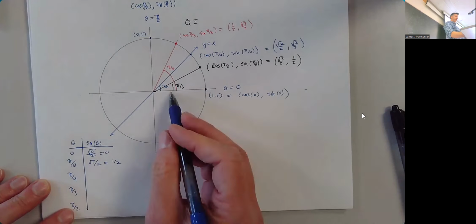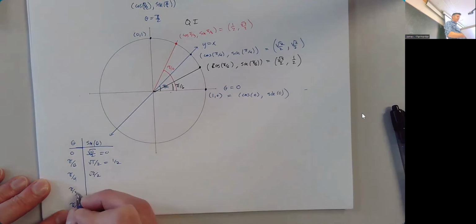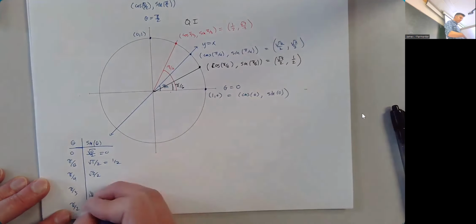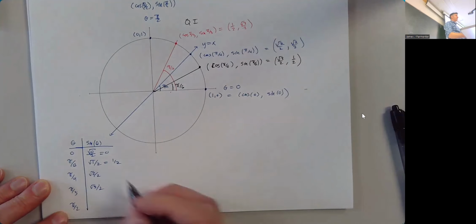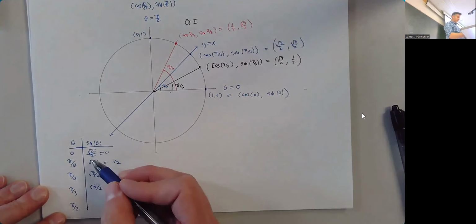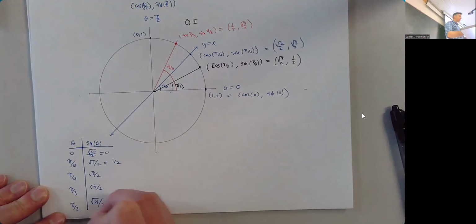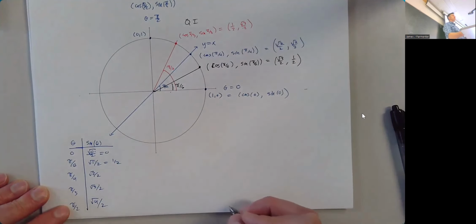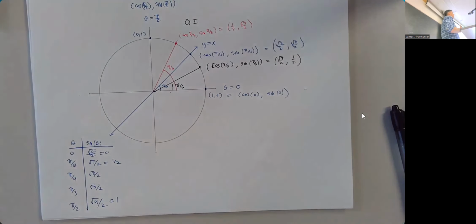For sine of pi over 4, it's root 2 over 2. For sine of pi over 3, it's root 3 over 2. And for sine of pi over 2, it's, well, following the pattern, square root of 0 over 2, square root of 1 over 2, square root of 2 over 2, square root of 3 over 2, it's going to be the square root of 4 over 2. But the square root of 4 is 2, and 2 divided by 2 is 1. So here's kind of a slick pattern for remembering the sine values of the important angles in the first quadrant.